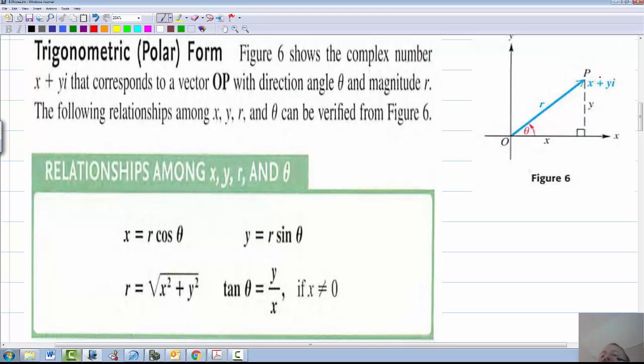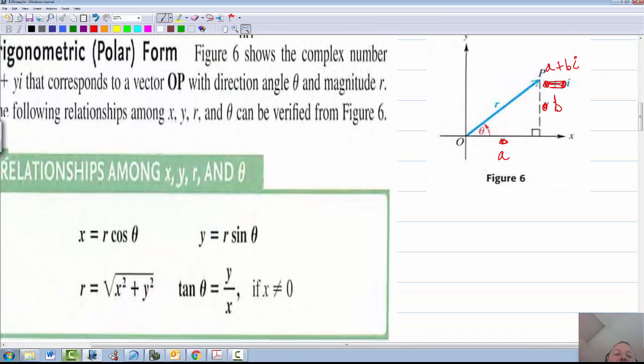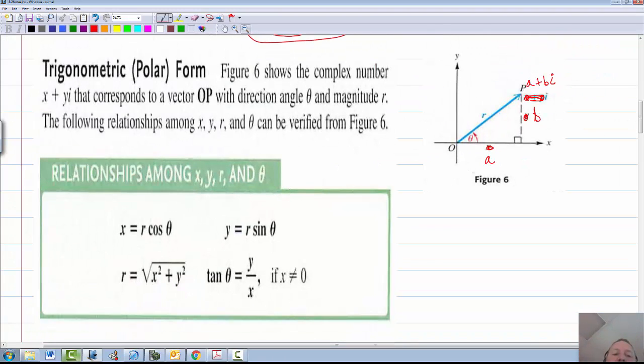So in the book they use X and Y for X plus Yi. I firmly keep saying A plus Bi. Do you remember that from years ago? Just remember that A is the horizontal move, B is the vertical move. So I'm going to change these formulas accordingly. I did this with the other hour as well, because I'm always going to use A plus Bi as the standard format of a complex number.